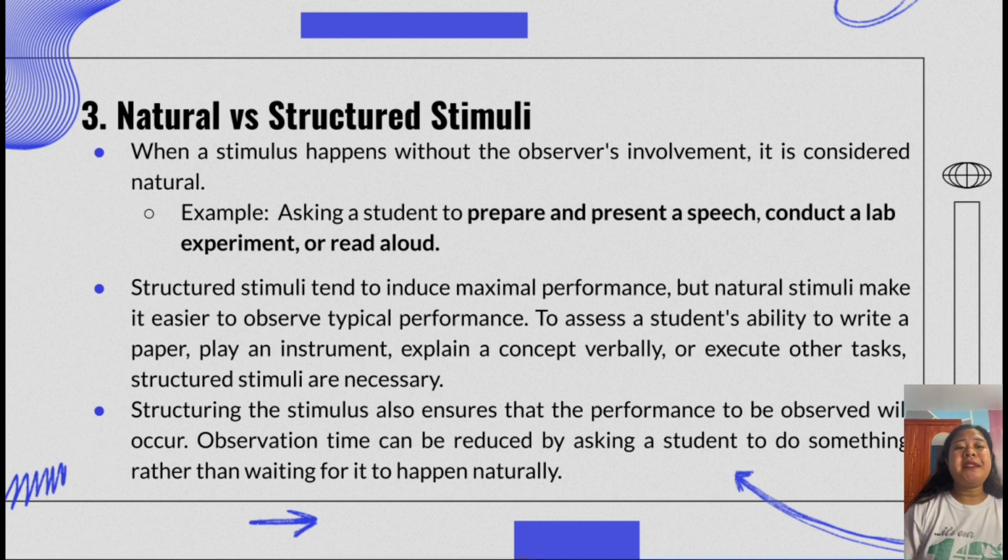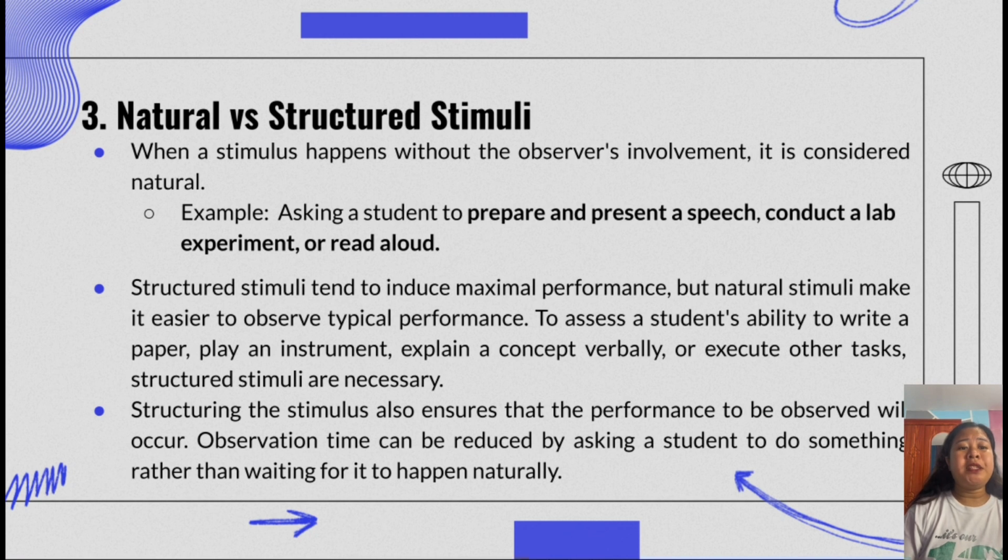So when you assess a student's ability to write a paper, play an instrument, explain a concept verbally, or execute other tasks, structured stimuli are necessary. Structuring the stimulus also ensures that the performance to be observed will occur.